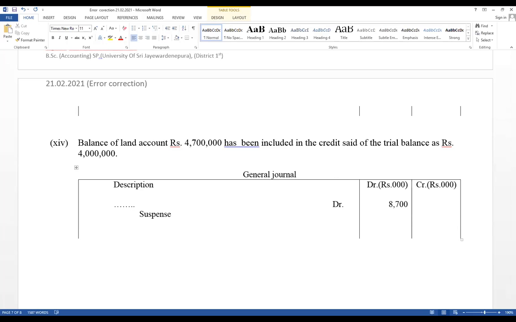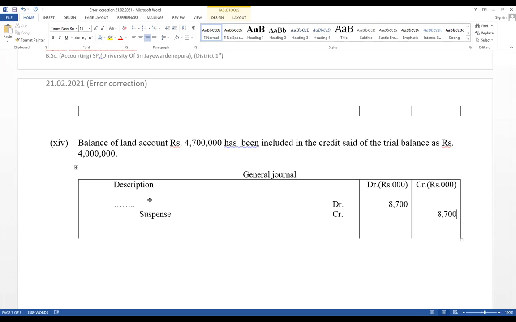Suspense account credit value equal 8,700. Think about when preparing trial balance, if errors occur, definitely there is an effect for suspense accounts. Duplication errors affect suspense accounts. Recorded two different amounts affects suspense accounts. Recorded on the same side of both ledger accounts affects suspense accounts.